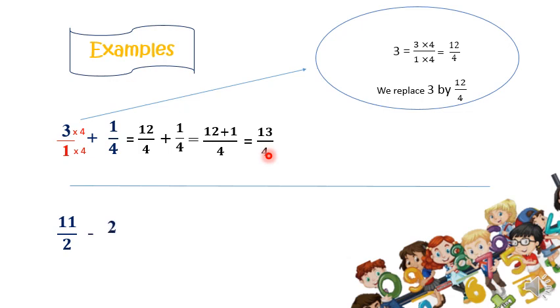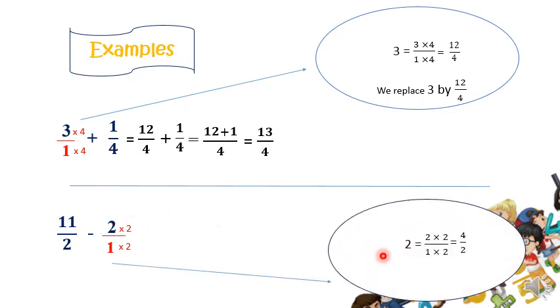Similarly here, I have 2. How to write it as a fraction? Put 2 over 1. Now let's think. I have to make them the same denominator. So I look at the second fraction. The denominator is 2. So I multiply 1 by 2. But whatever we do to the denominator, we have to do to the numerator. So multiply the numerator and the denominator by 2. So it will give me 4 over 2. So I'm going to replace 2 by 4 over 2.